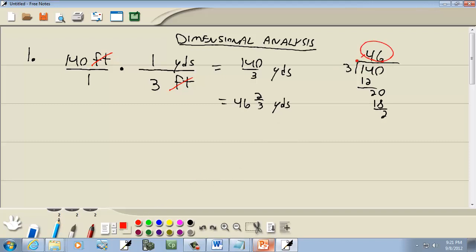Whatever number's on top here goes out in front. Whatever your remainder is right here goes on top of the fraction. Whatever you're dividing by is your denominator. And that's how you convert an improper fraction, where the number on top is larger than the bottom, improper fraction, to a mixed number.